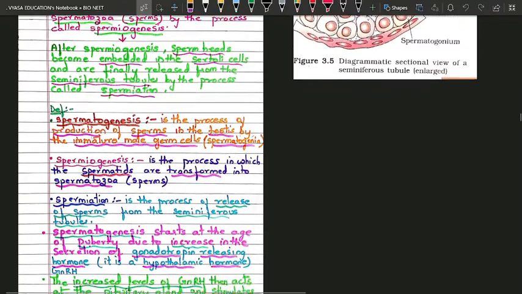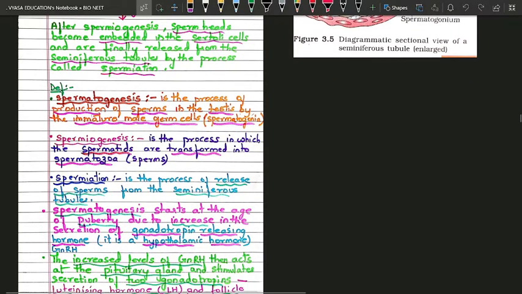Now see, there is one confusion about the definitions. There are three definitions here. This can be asked for boards also. What is spermatogenesis, spermiogenesis, spermiation? We'll see what these are. Spermatogenesis is the process of production of sperms in the testis by the immature male germ cell called spermatogonia. That is the process of production of the sperms, by the immature germ cell.